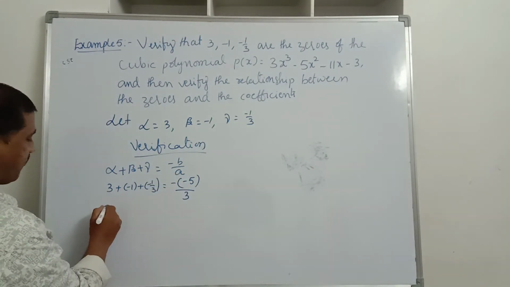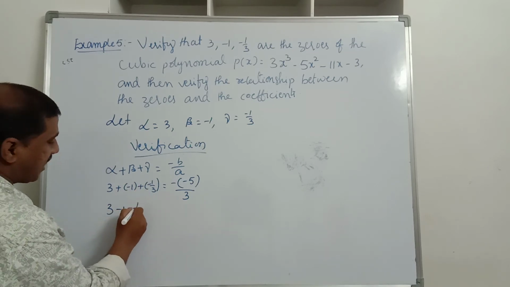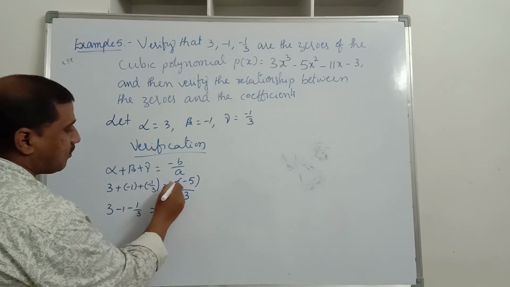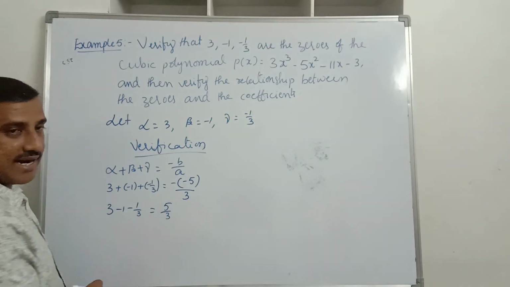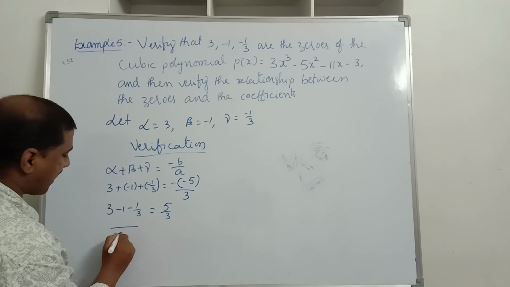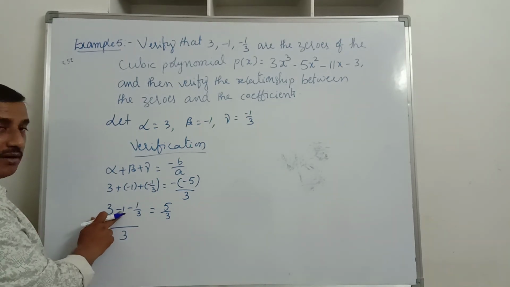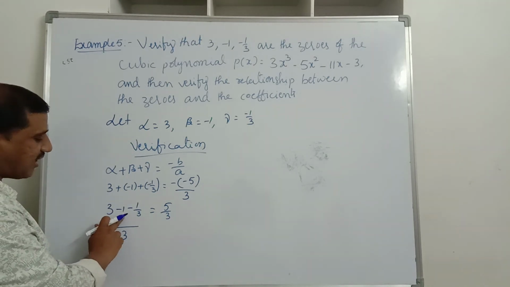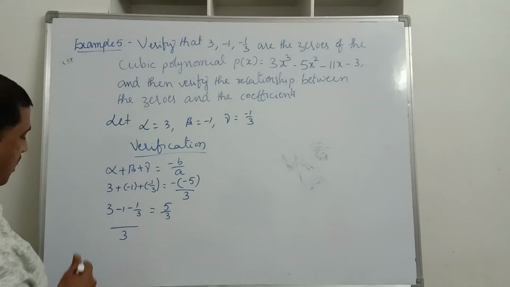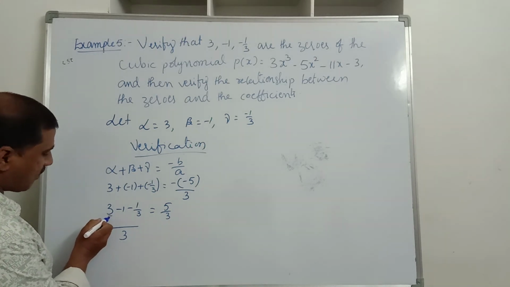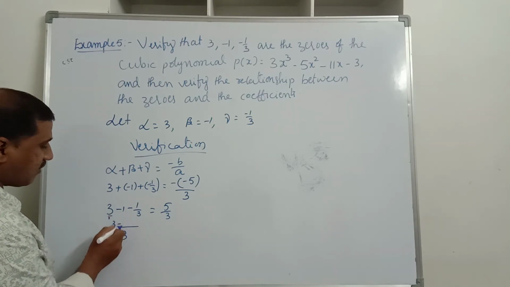Simplify. 3 plus into minus, minus 1, plus into minus, minus 1 by 3, that is equal to minus into minus it is plus, plus 5 by 3 we will get on the right hand side. Left hand side, simplify by taking the LCM. Here the denominators are 1, 1 and 3. Therefore the LCM for 1, 1 and 3 is 3. So 3 means 3 by 1. 1 3s are 3. 3 into 1 it is 3, minus 1, here it is 1.